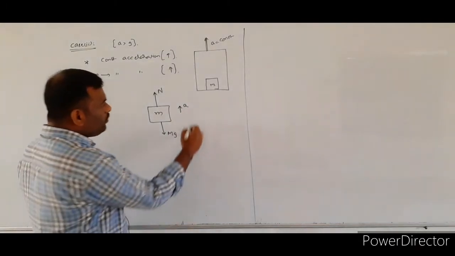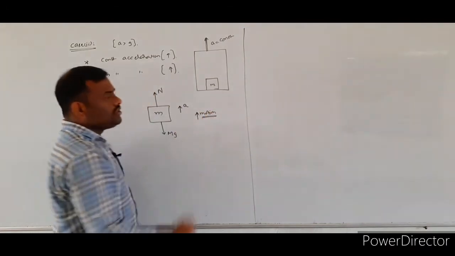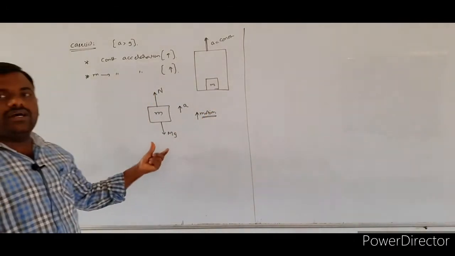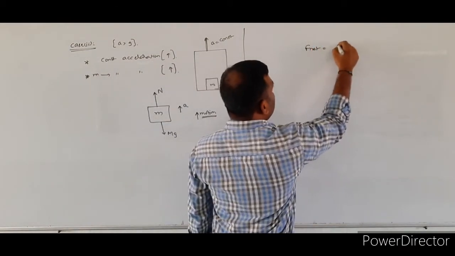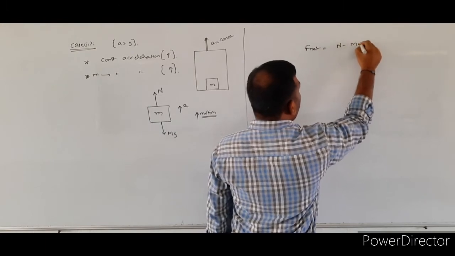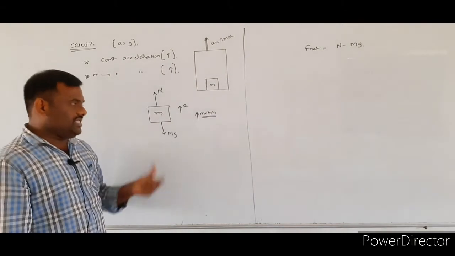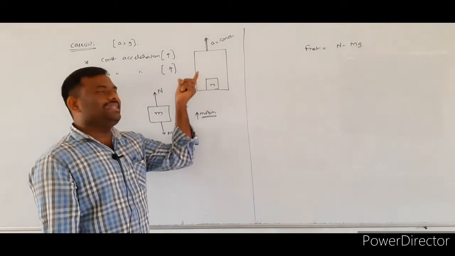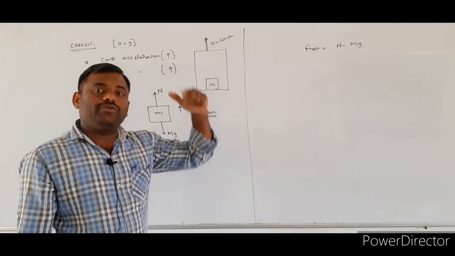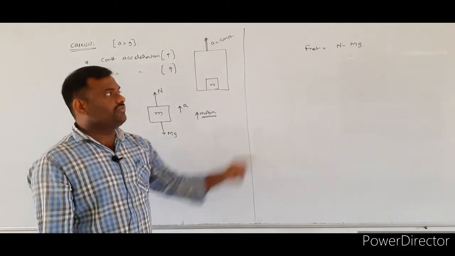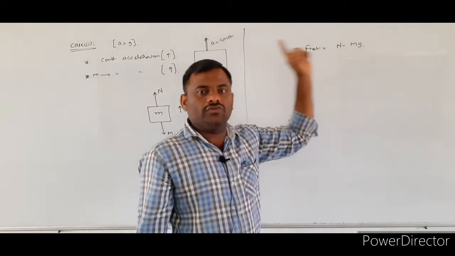So here the motion of the elevator or the block is in the upward direction, so the net force acting on the block can be written as F net is equal to N minus mg. Why? Because the motion of the block is upward, the upward force is greater than the downward force. That is why we write net force is equal to upward force minus downward force.